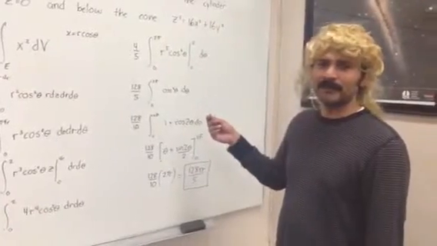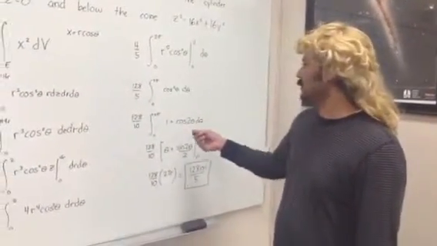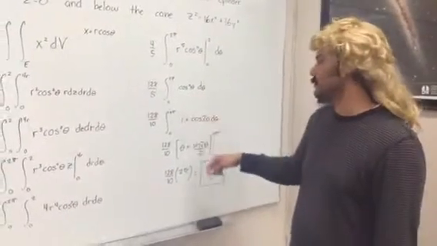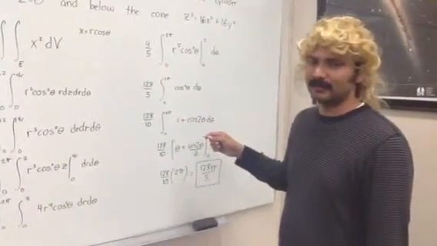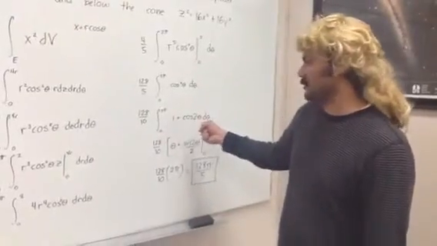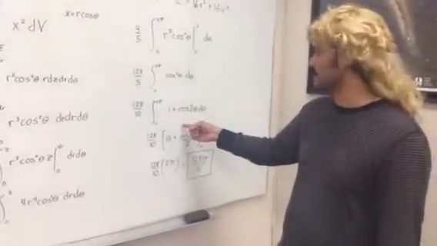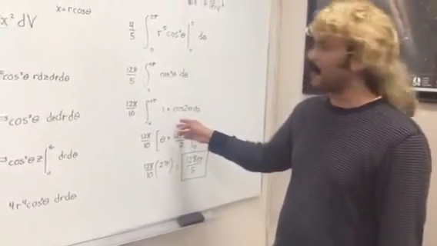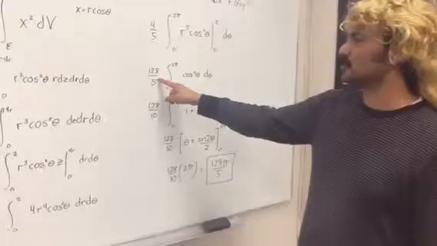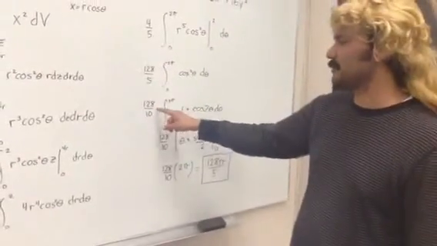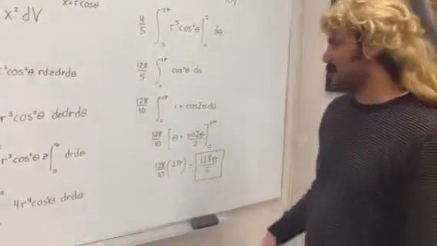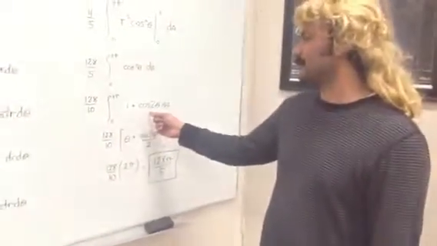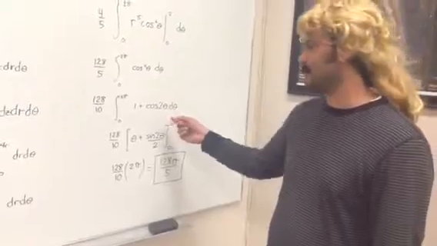Now we remember that an identity for the cosine squared would be the double angle identity, which is 1 plus cosine 2 theta all over 2. Factoring out the half multiplied to 128 over 5, we are left with 128 over 10. And we now have the integral of 1 plus cosine 2 theta d theta.